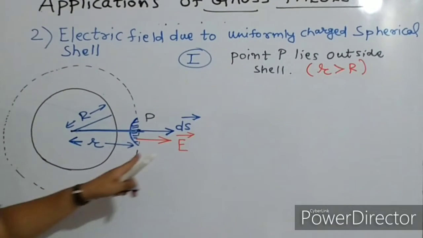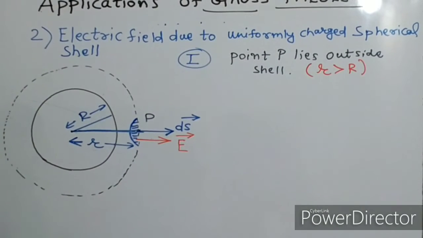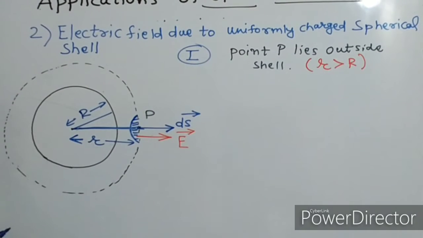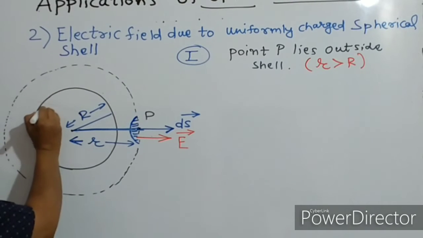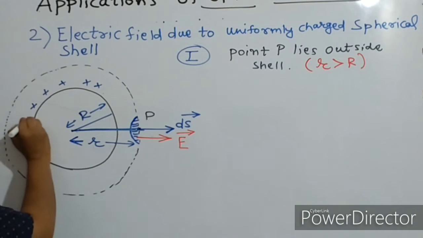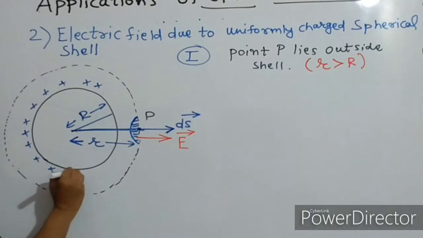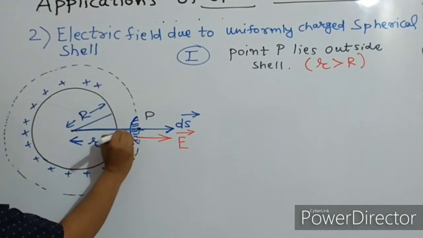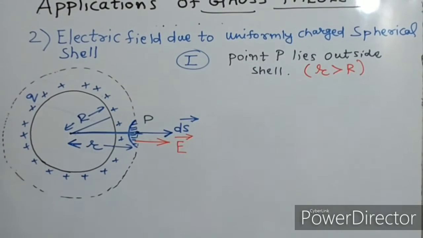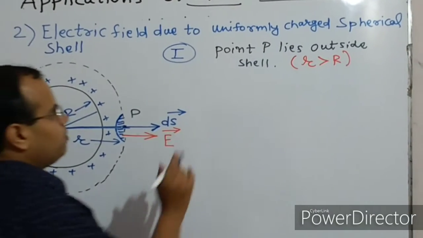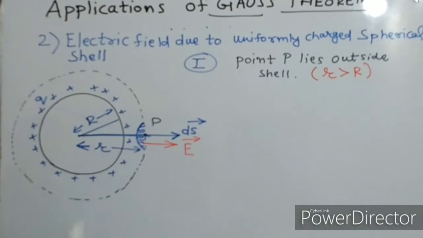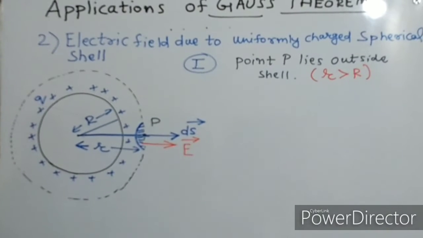At this point we will apply the Gauss theorem. Before that, we will consider that the spherical shell is uniformly charged, and it possesses the charge plus q. Now we apply Gauss theorem over this Gaussian surface, because this dotted surface is the Gaussian surface.